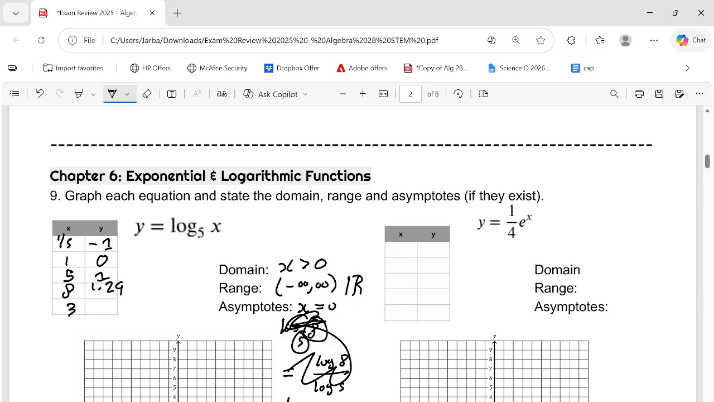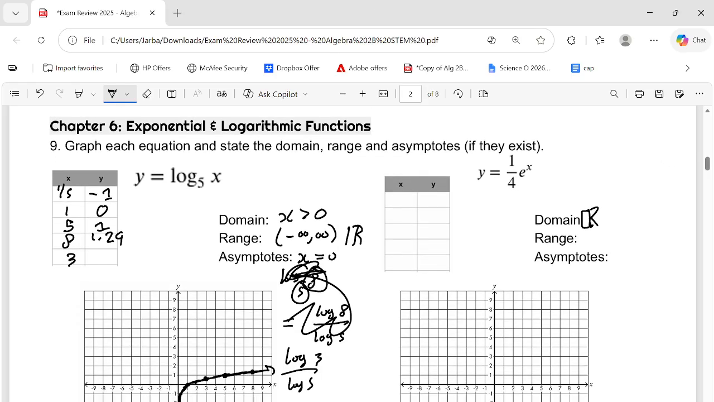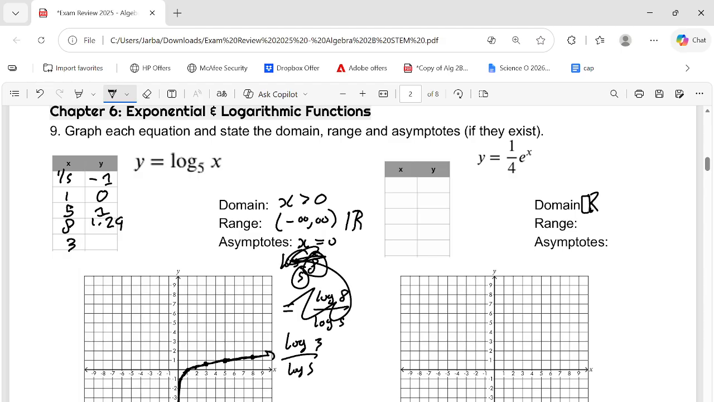Okay, so for 1/4 e to the x, for any exponential function, the domain is going to be all real numbers right off the bat. The range, well, let's do that after we do some graphing. I think I'm just going to do some points. Okay.